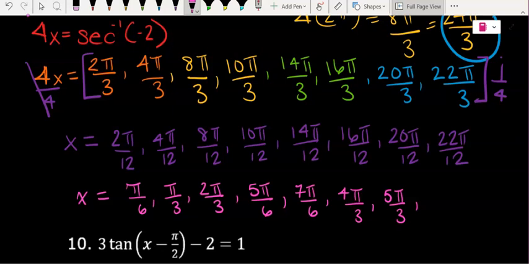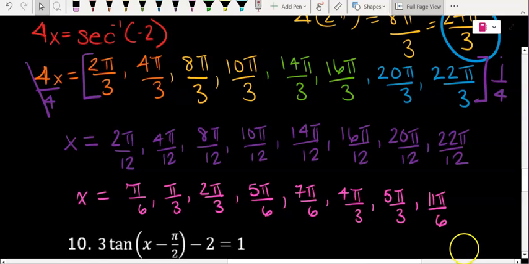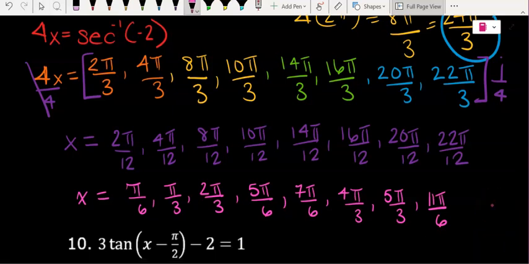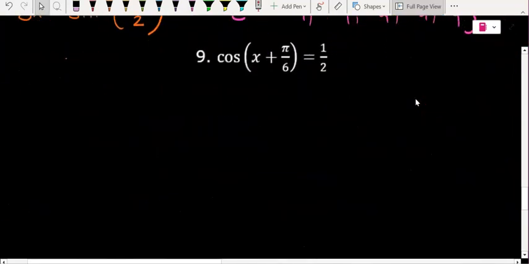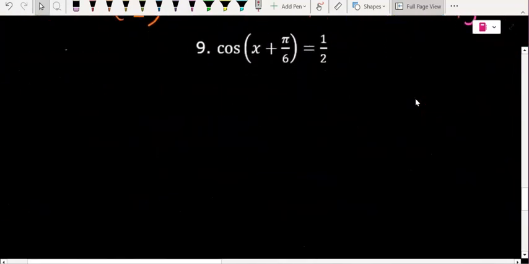And then my last one here, 22 pi over 12, is going to reduce down to 11 pi over 6. All right. So all of those answers, if I look at them, are all between 0 and 2 pi, aren't they? So this is my final solution set. Okay, so now let's go ahead and look at this problem right here.